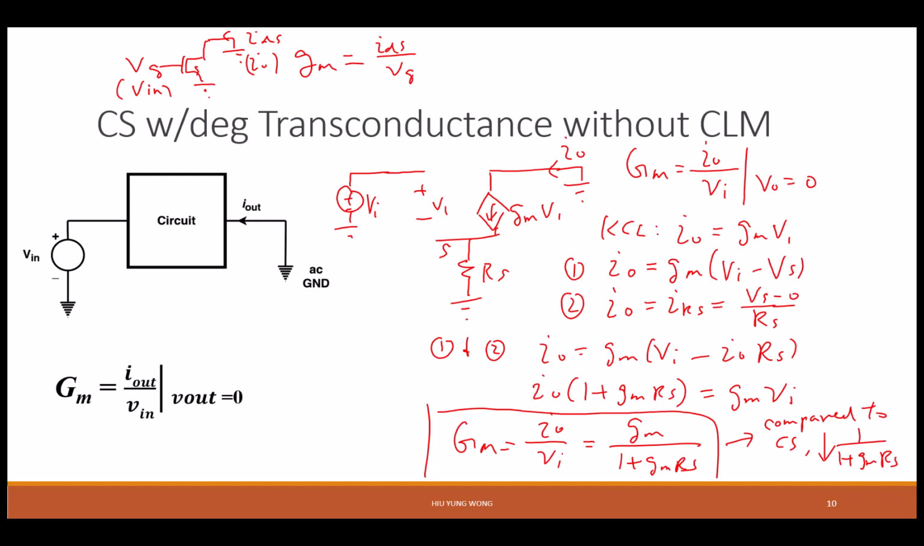Compared to common source, it is reduced by 1 over 1 plus Gm Rs. So while the output impedance increased by about 1 plus Gm Rs, the transconductance reduced by 1 plus Gm Rs. And you will find out the gain does not change. So actually, we're not able to improve the gain at this moment.